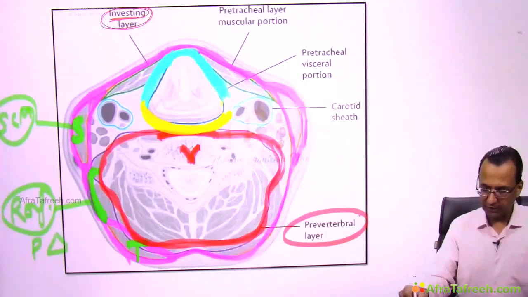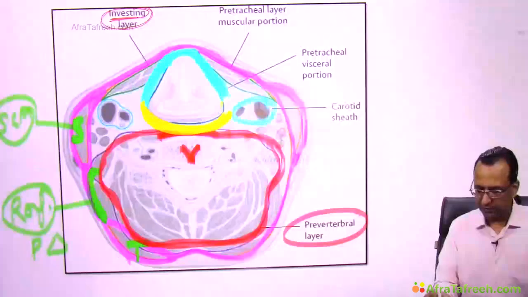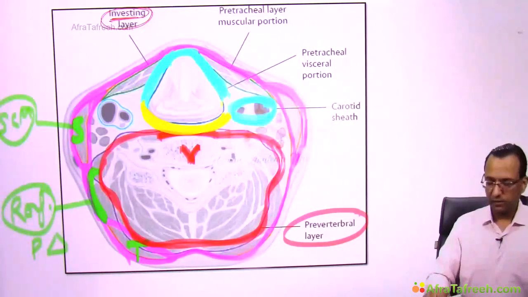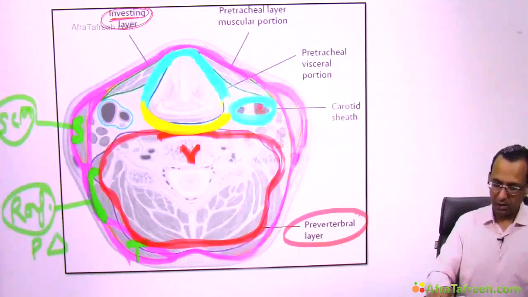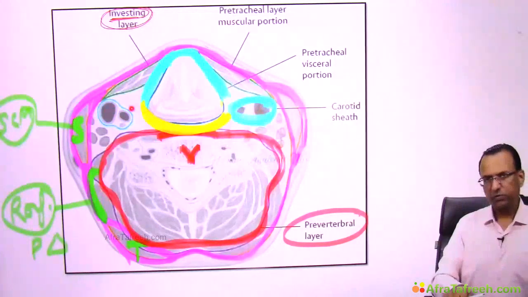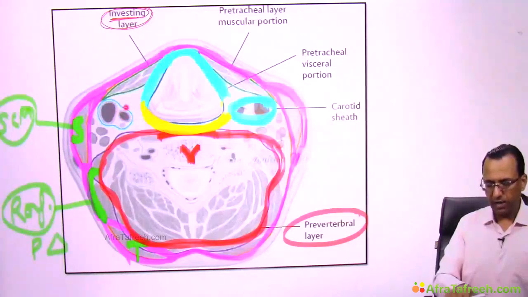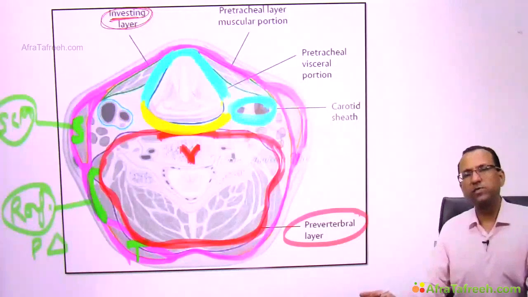The carotid sheath, yes. Actually, the carotid sheath is enclosing the vein outside, artery inside. What vein outside? The internal jugular vein outside and the internal carotid artery inside, and this nerve also, that is the vagus nerve. My point is, who is contributing here?